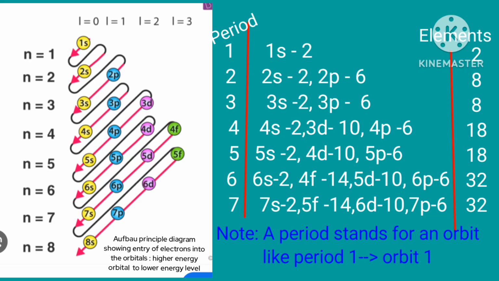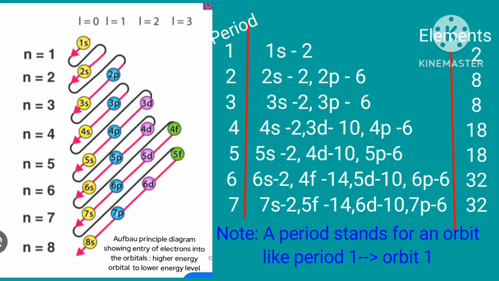Now, note, in the first orbit, s has space for 2 electrons. When 1 electron enters into the orbital, you get 1 element formation. Then second electron enters, giving formation to second element. That means, though s orbital has space for 2 electrons, they don't enter at the same time. They enter one after the other.